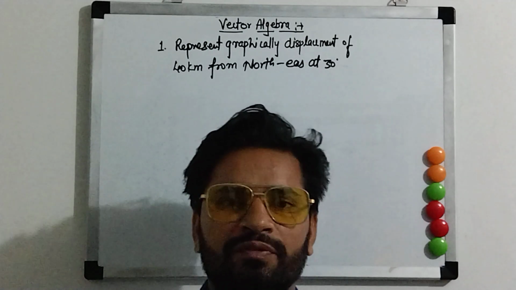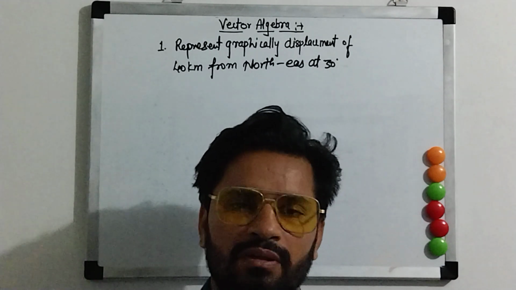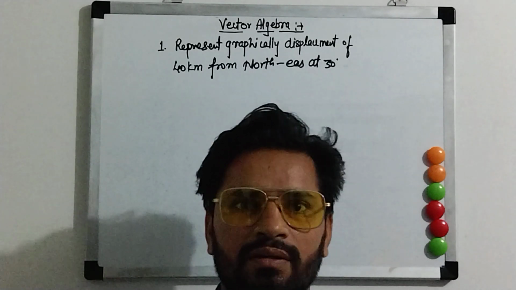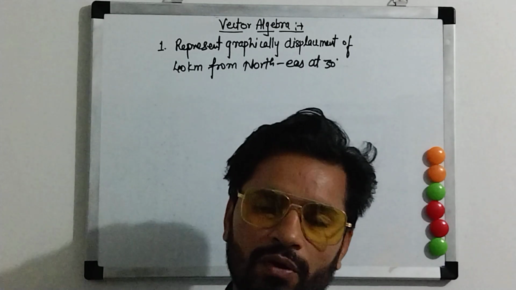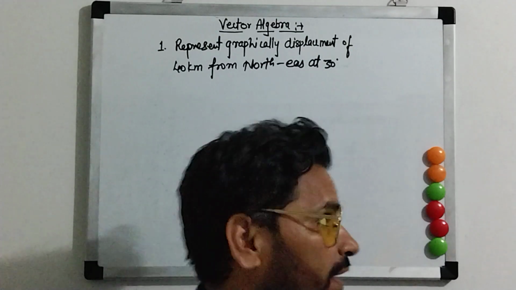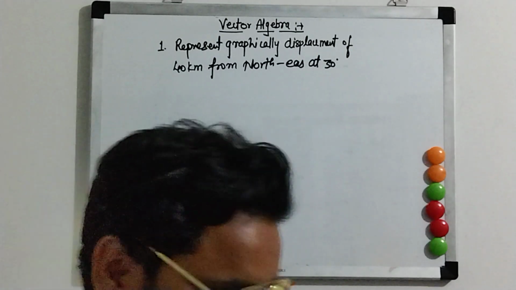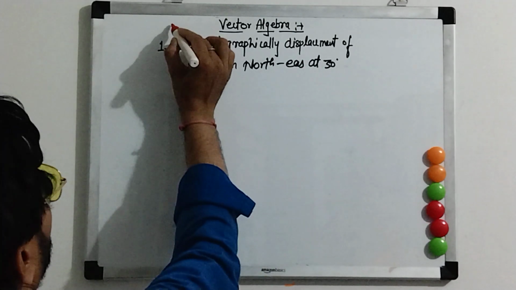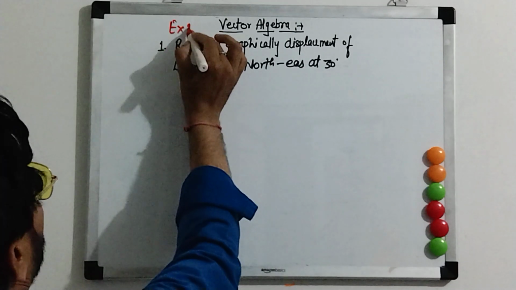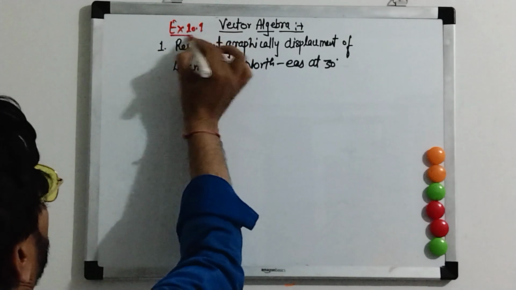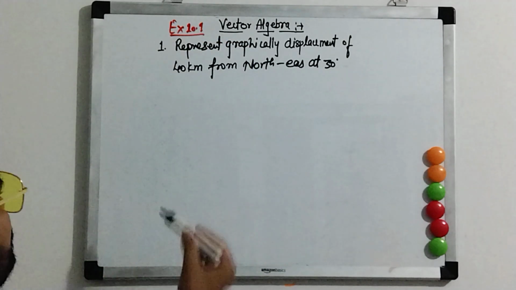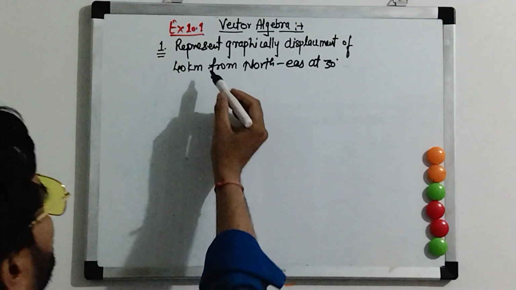So in the previous video we have learned about the types of vectors and also learned about vector quantities and scalar quantities. Okay. Now we are going to solve exercise 10.1. This is the question from exercise 10.1. Have you understood? Okay. Without wasting time, we are going to start this question 1.